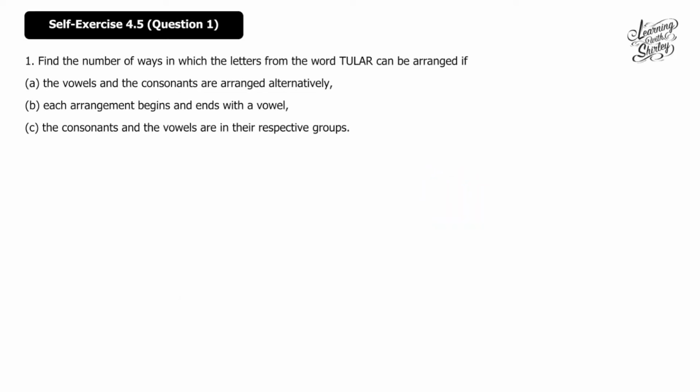In this video, we're going to do self-exercise 4.5 question 1 until question 4. Let's look at question number 1. Find the number of ways in which the letters from the word tular can be arranged if the vowels and the consonants are arranged alternatively.